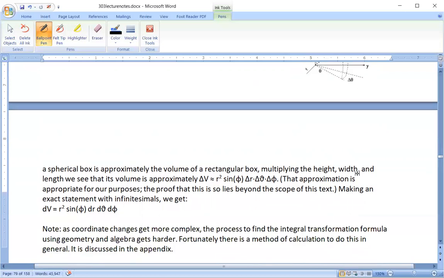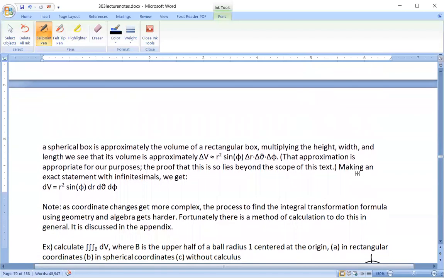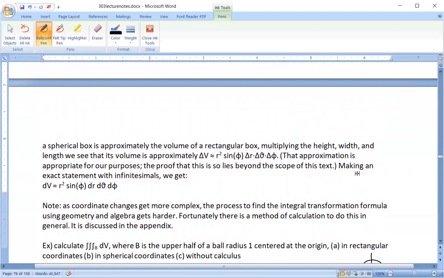So now that we've got this, let's get into seeing how it can help us in a problem. So, example, let's calculate the triple integral over some solid B of dV, where B is the upper half of a ball of radius 1, centered at the origin. First, we're going to do this in rectangular coordinates.